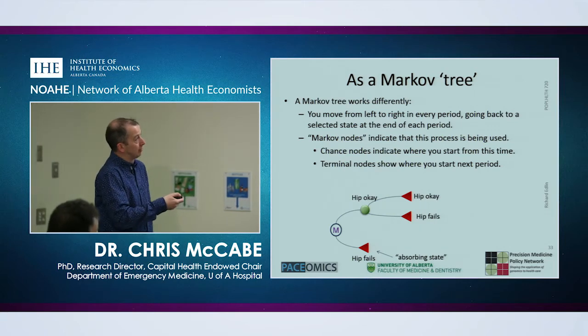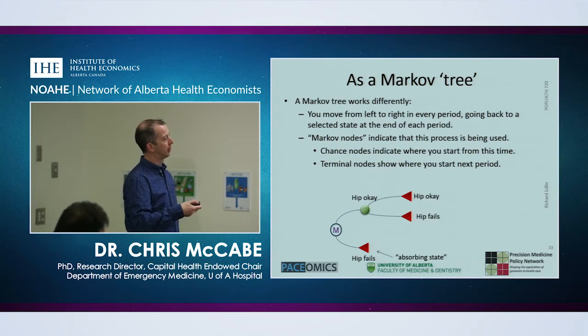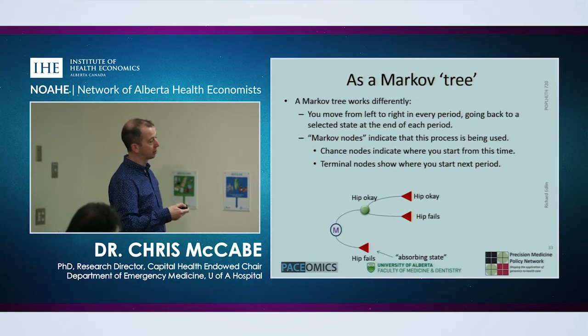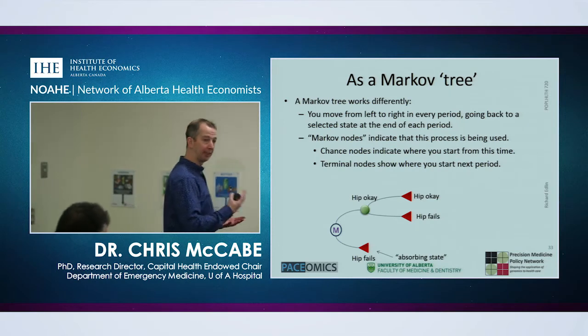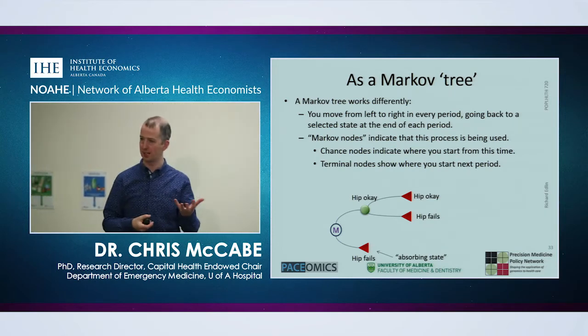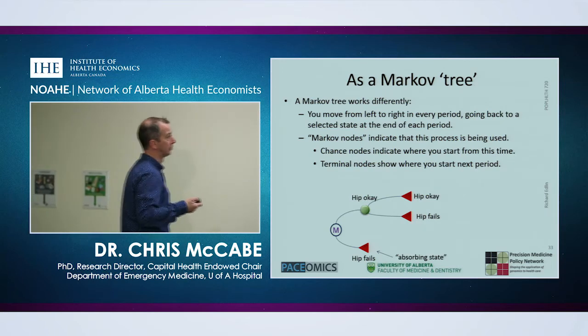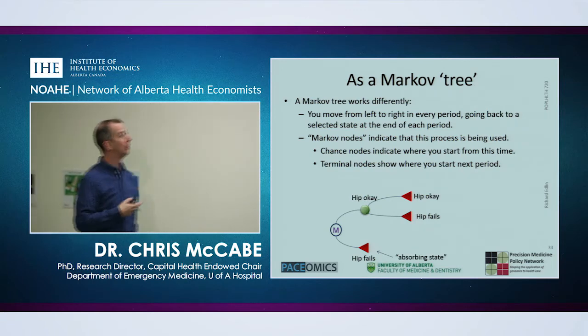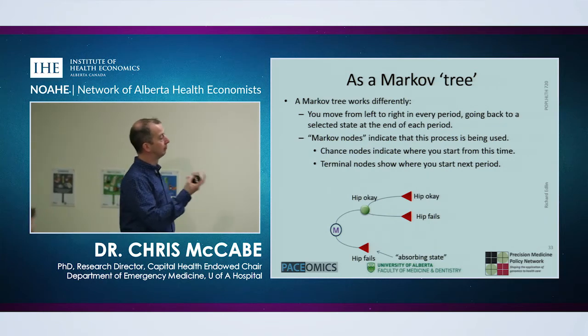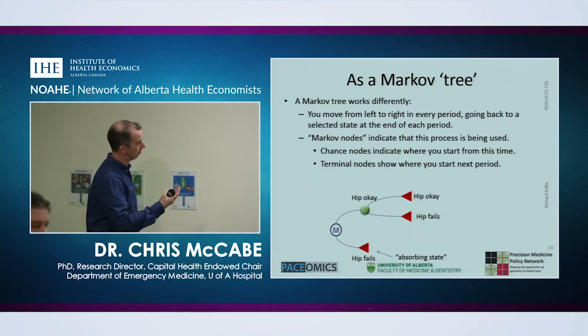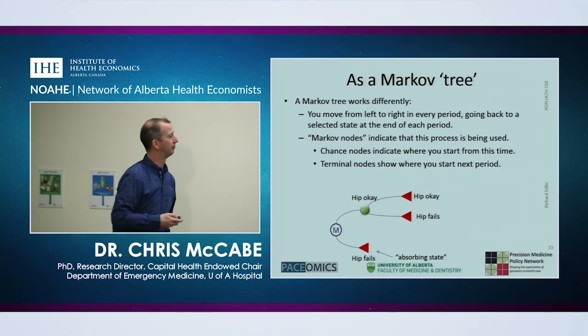The chance nodes indicate where you start from, and the terminal nodes indicate not the payoff, because the payoff is associated with the state, but where you're going to be in the next cycle. Okay? And we have an absorbing state. Hip fails. An absorbing state is a state that you can't get out of. So dead is an absorbing state. And in this model, hip fails, because we're not interested in reoperation and a new hip replacement, etc. We're just interested in modeling the survival rate of the hip replacement.